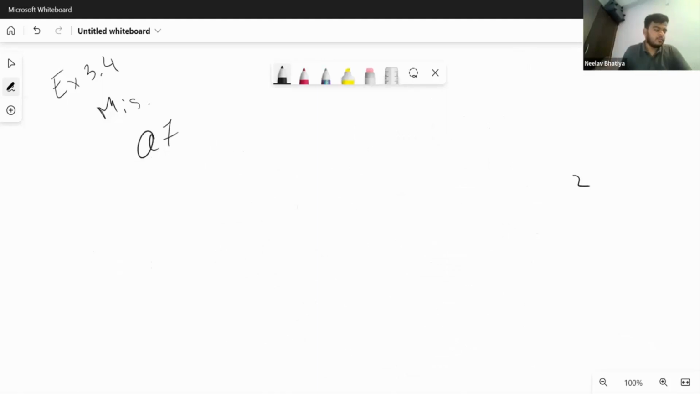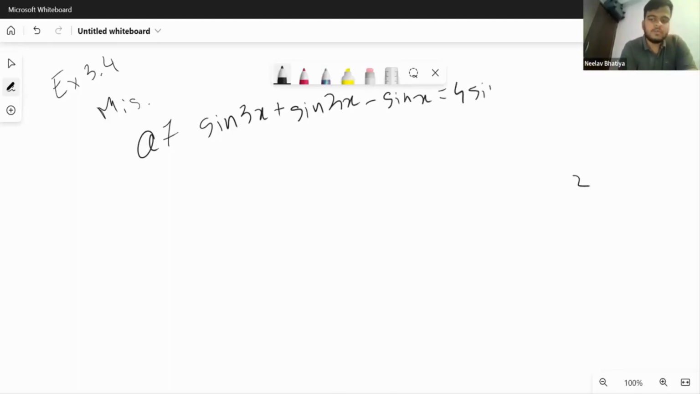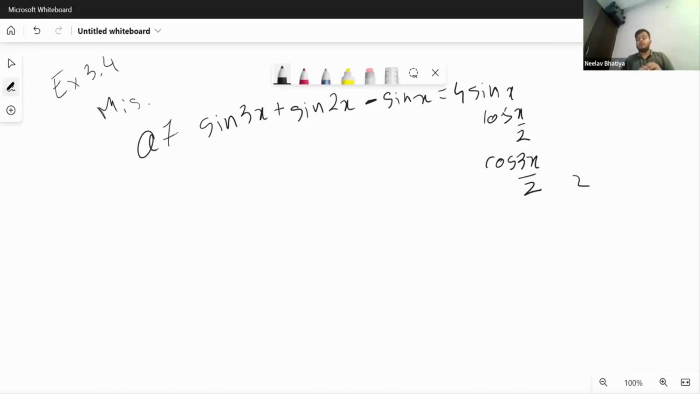In question number 7, we have to prove sin 3x plus sin 2x minus sin x equals 4 times sin x by 2, cos x by 2, cos 3x by 2. Now, try and do that again. Try and find out what specific term, when you apply the formula, lets you take something out common. That is the way that you should look at this question, right?